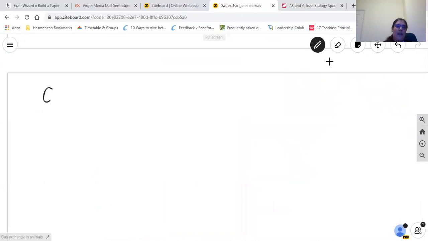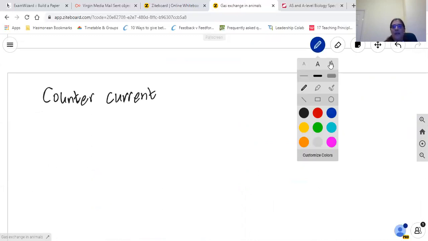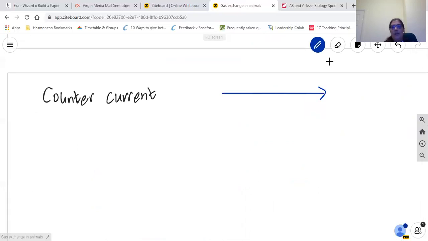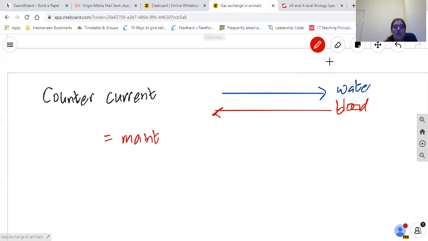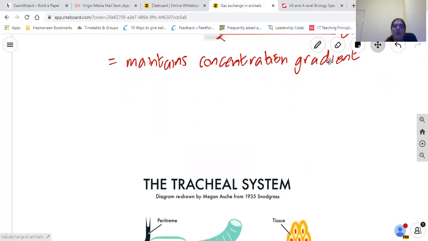So if we think about the countercurrent mechanism, the countercurrent mechanism is very simple. It says that water flows in one direction whilst the blood flows in the opposite direction. And the reason for it is it maintains the concentration gradient. And I'm going to show you why with reference to 2 graphs.